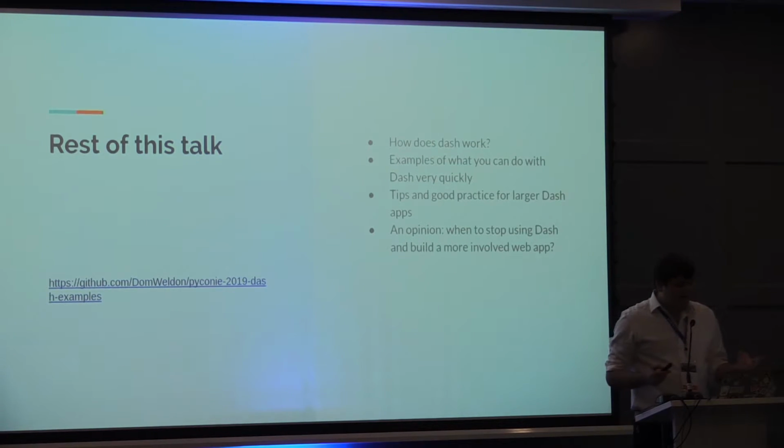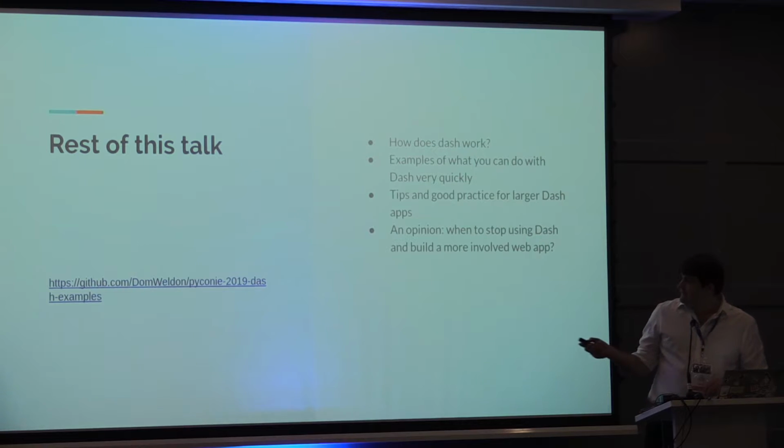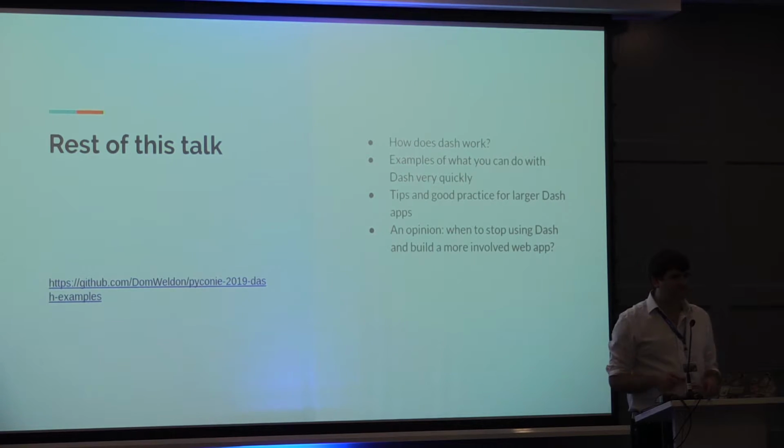So, as I say, we'll go over a little example of how Dash works, explain some of the things that you can do with Dash really quickly, and some tips and perhaps good practices that we've started to learn and some of the things that we're trying to take forward. And then give an opinion about when you probably need to stop using Dash and actually start building a full-scale web application. There are some code examples in this talk, and you can see all of them at this GitHub repository there. I'll put them up a few more times, and I'll tweet it out later on and so on.